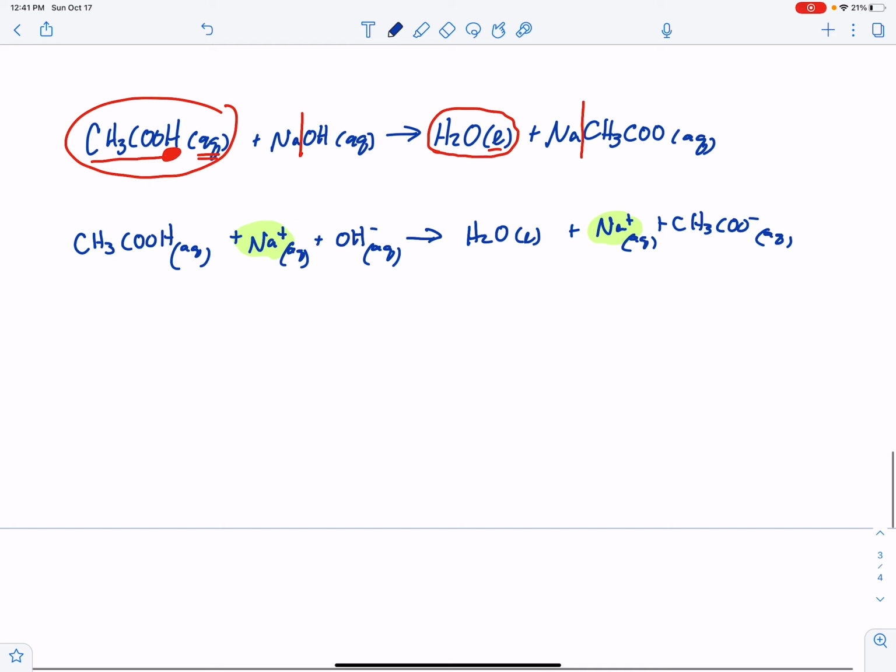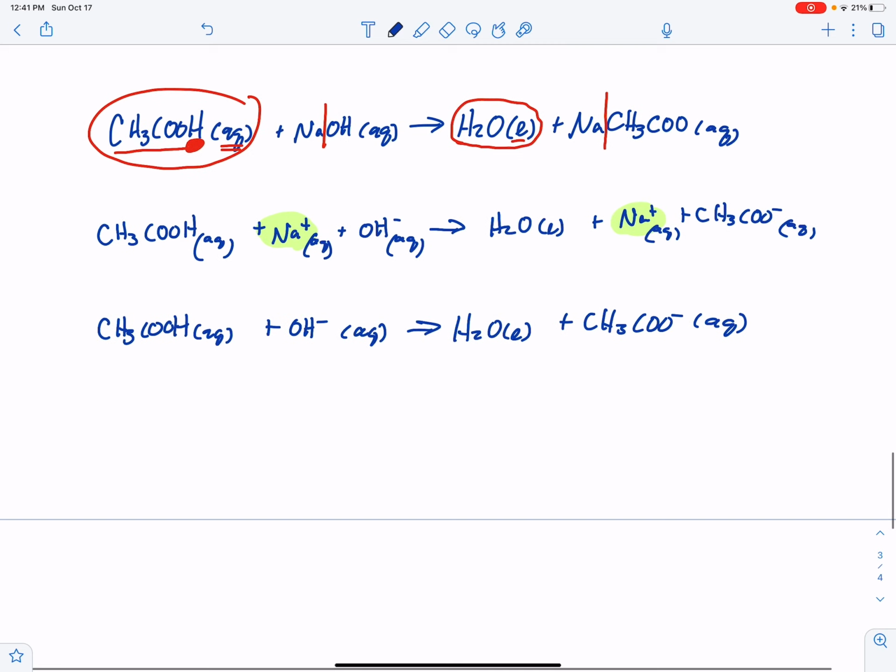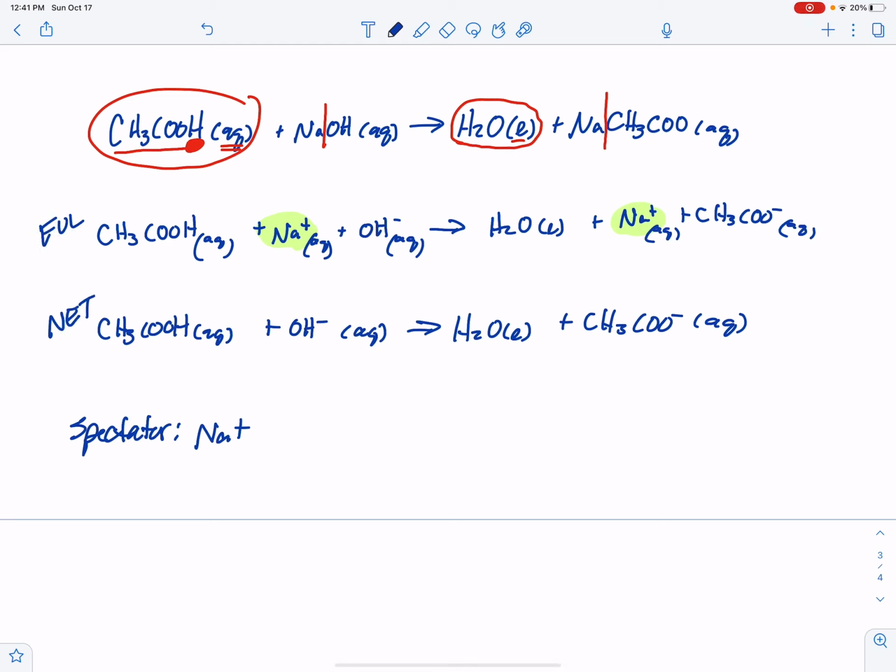So if I'm trying to get to the net, it's the CH3COOH AQ plus the OH minus AQ goes to water as a liquid plus CH3COO minus AQ. My spectator is just the Na plus. So that's your net right there, and that's your full. And this top one's called the molecular.